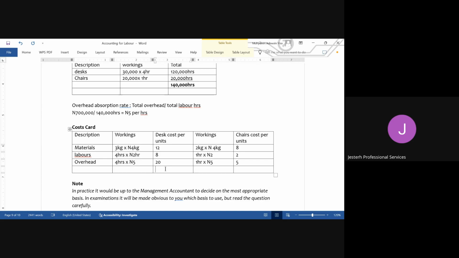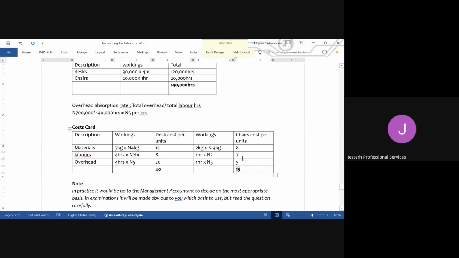Now we need to add it up so that we know how much each production is going to cost per unit. Now 12 for material, 8 for labor, and 20 naira for overhead. It means on the desk, each unit, we need to spend 40 naira. Then we come to this place: 8 plus 2 plus 5. So under chair, we need to spend 15 naira.